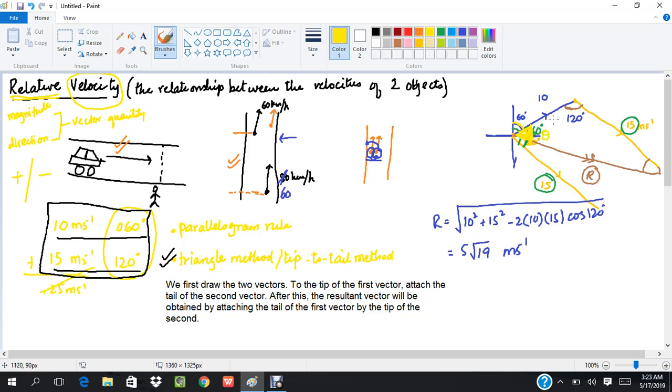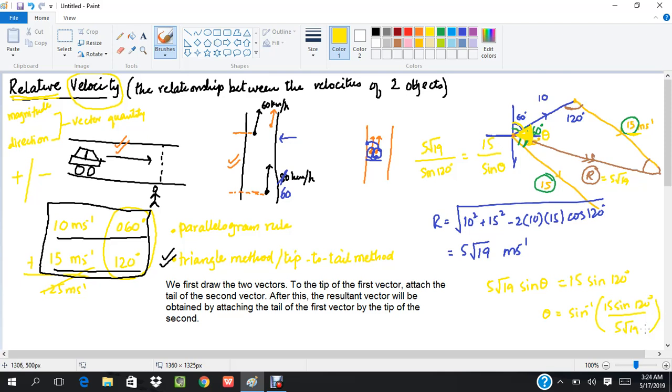We can now use a sine rule to evaluate theta. How? 5 root 19, which is the magnitude of r, upon sine 120 gives us 15 upon sine theta. Let's do our working. 5 root 19 sine theta is equal to 15 sine 120. Theta would be sine inverse of 15 sine 120 degrees upon 5 root 19.